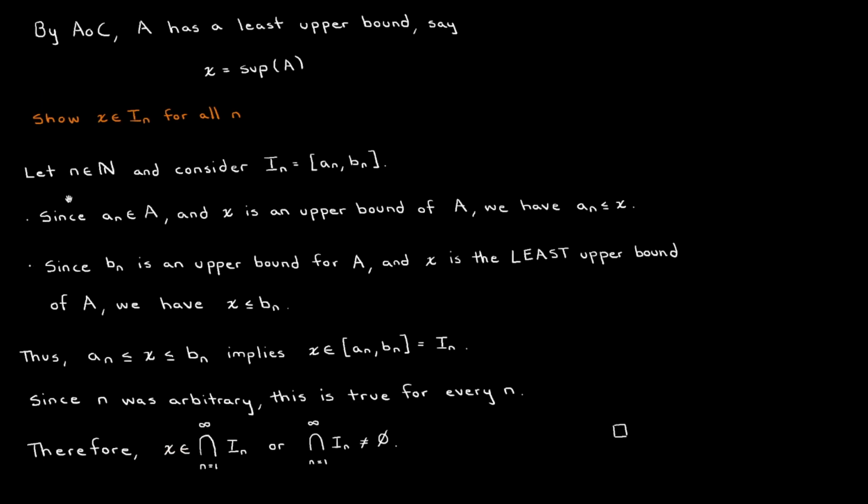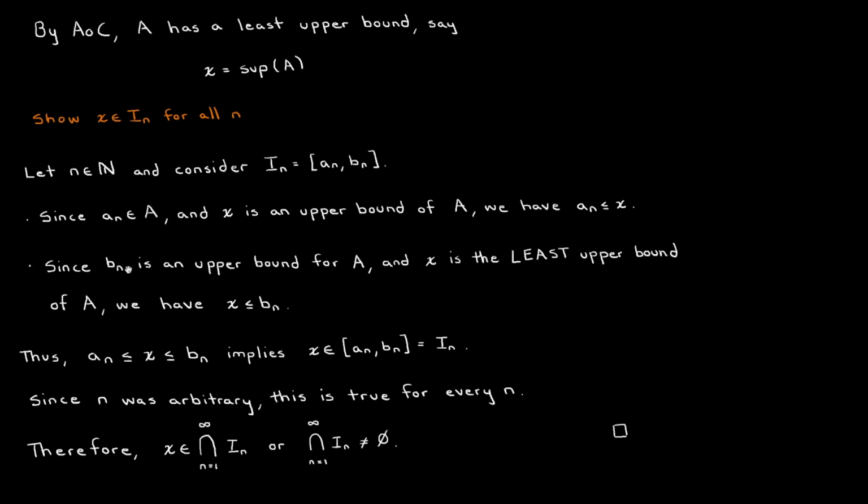To do this, let n be an arbitrary natural number, and then let's consider the nth interval I_n. Well then, a_n belongs in A because A is the collection of all left endpoints and a_n is the left endpoint of the nth interval. Moreover, we have that x is the supremum of A, and one of the properties of the supremum is that it is an upper bound of A. Therefore, x must be greater than or equal to a_n. Next, as we discussed, all the b's are upper bounds on our set A.